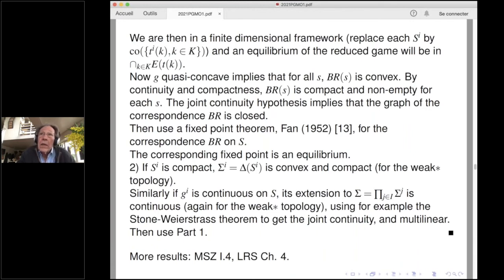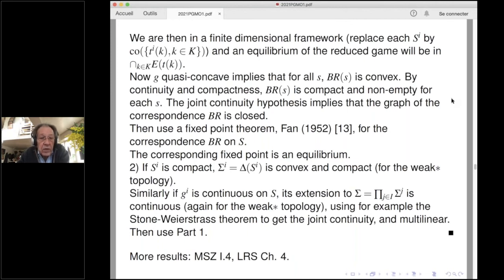So again, this proof is not constructive. And it shows that if there were no equilibria, there would already be a finite game without equilibrium. And now the proof is as follows. G is quasi-concave, so it implies that the best reply has convex value. This is standard. And now I'm using the continuity and compactness condition to show that the best reply correspondence has compact and convex value.